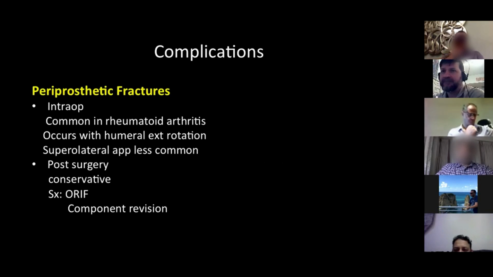Intraoperative fractures are especially common in rheumatoid arthritis when there is coexisting osteopenia, and usually happen when the humerus is externally rotated for exposure. Careful and extensive soft tissue releases before applying any torsion on the humeral shaft will prevent this complication.